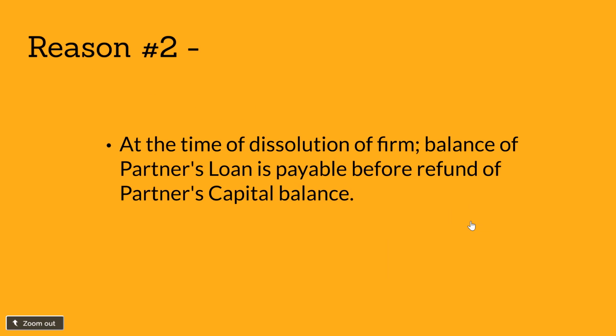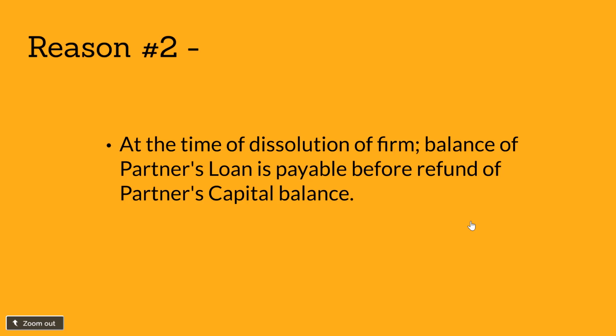And the second reason is, at the time of dissolution of firm, balance of partner's loan is payable before refund of partner's capital balance. Now, dissolution of firm means winding up of the firm by selling off the assets and paying off the liabilities. There is a certain order in which the liabilities have to be paid off in the case of dissolution of the firm. The external liabilities are paid off first, and then the loan borrowed by the firm from the partner is the second item, and only third comes partner's capital balance.